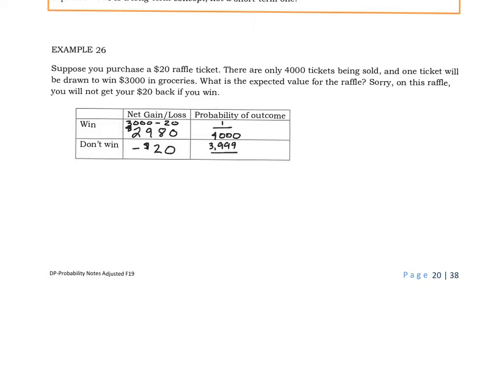3,999 divided by 4,000. So remember, expected value is computed by multiplying each outcome by the probability of that outcome and adding the products together. So we will multiply 2,980 times 1 over 4,000 plus a negative 20 times 3,999 over 4,000. And we get, rounded to the nearest penny, negative $19.25.